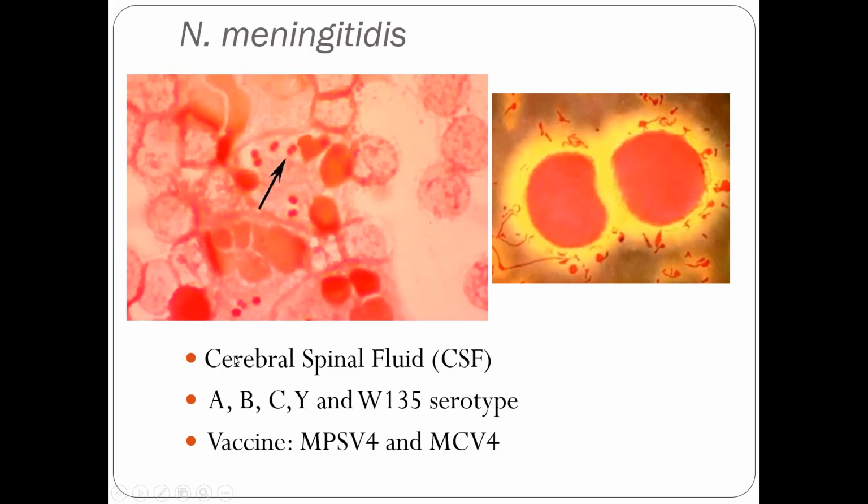Now, this is usually what they do. They get a sample from the cerebrospinal fluid, then do the gram stain. Then they find a gram-negative coccobacillus, coffee bean shaped.